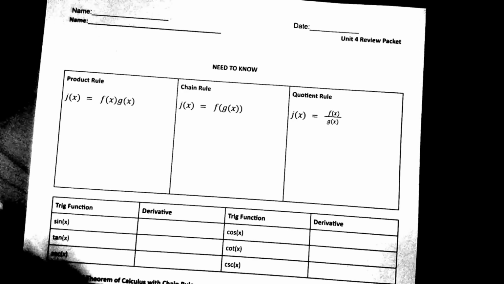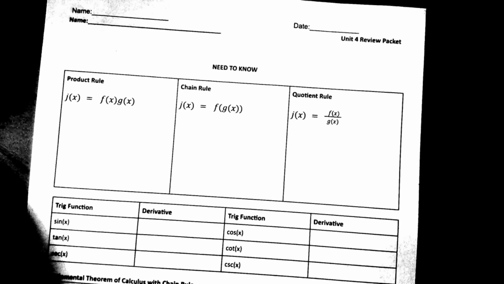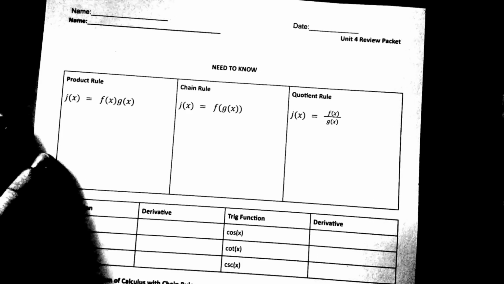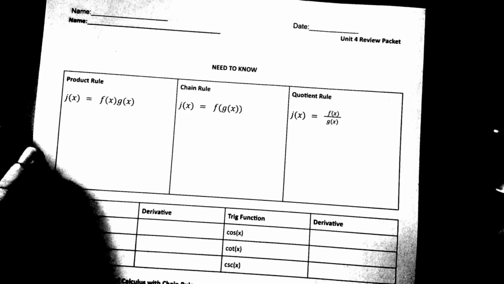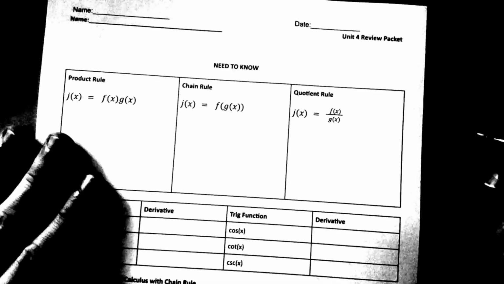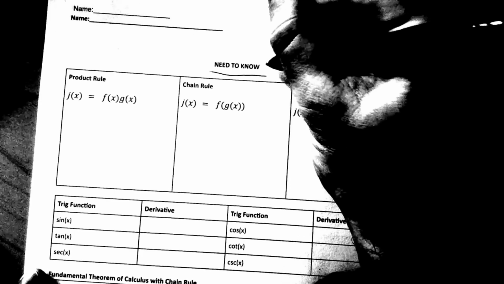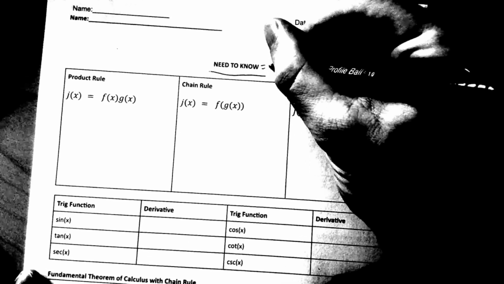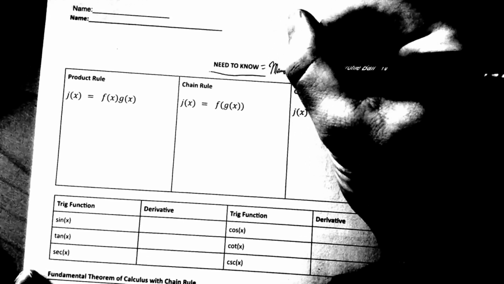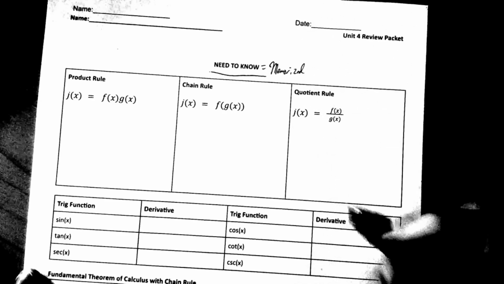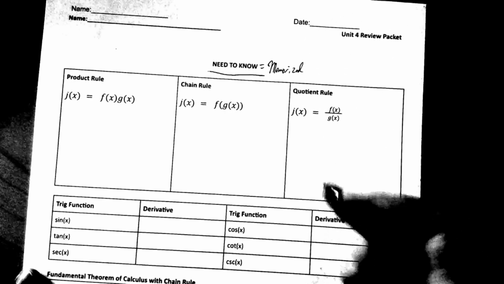Hey guys, this is the Unit 4 review packet practice test guide. Starting with the front side, this is the sort of need to know. Everything you got to know for the test. Need to know means memorized. If that's not clear, memorize. Like you have to know this cold.